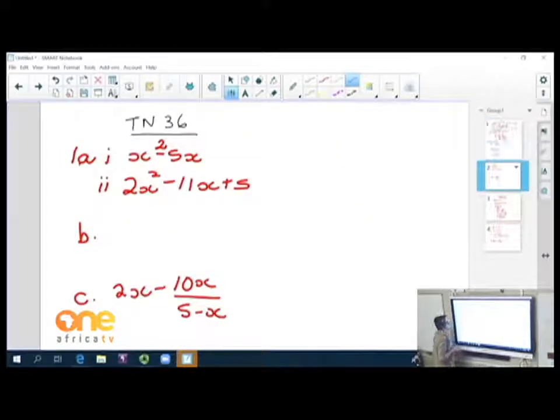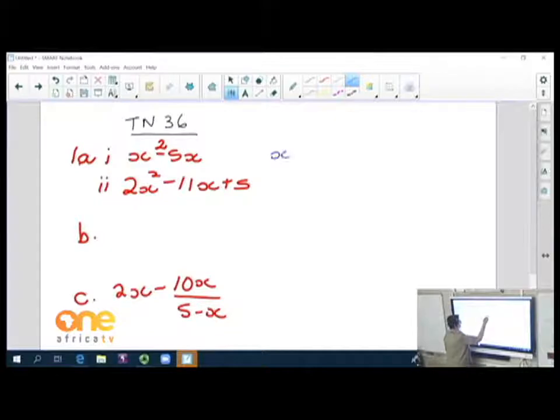Right, try now 36. So it's still revision that we're doing here. Here we have to factorize. So the highest common factor there, this is what this one is, the highest common factor. So it's x minus 5. Opposite of what we do with products now. This one is a trinomial. So what do we know?